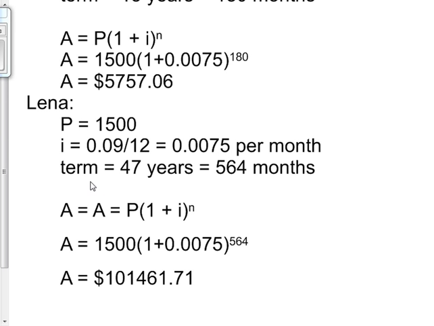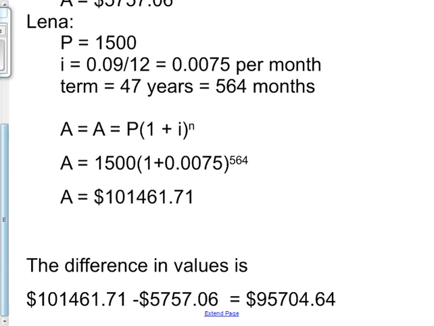Her term, though, is 47 years. So 47 years times 12 months in a year works out to 564 months. So that's how many compounding periods she's going to have, 564. So A equals P times 1 plus i to the power of n. The principal is 1500, 1 plus the interest rate per compounding period to the power of 564, because that's the number of compounding periods we have, works out to, wow, $101,461.71. That's a huge difference from Jolie. So the difference in values works out to $95,704.64.